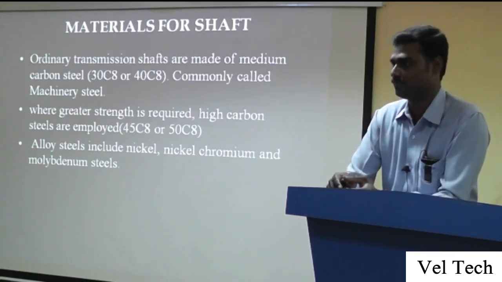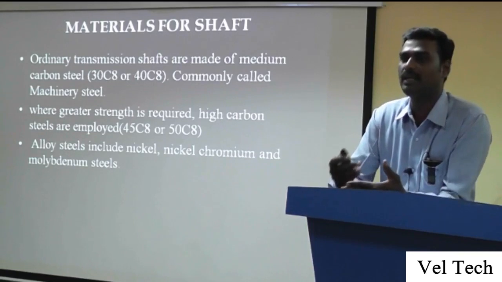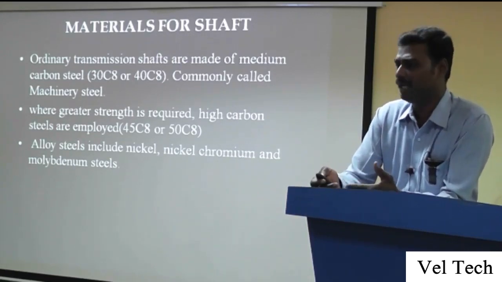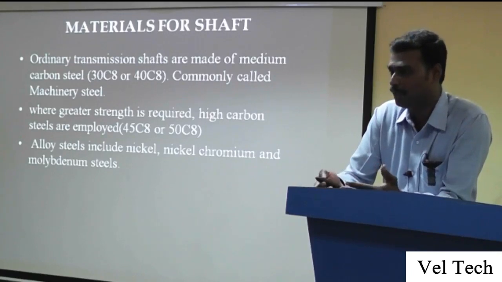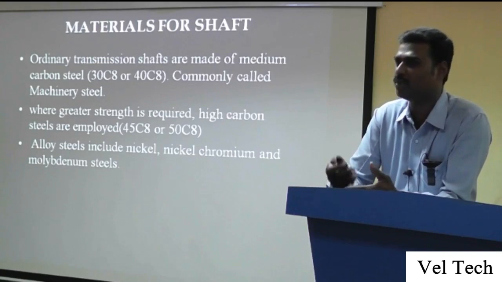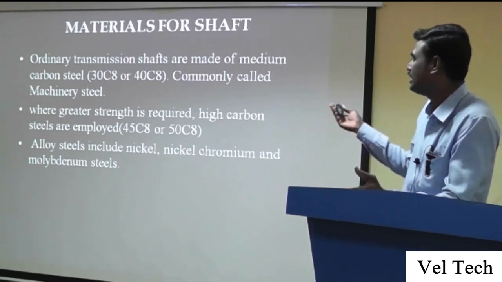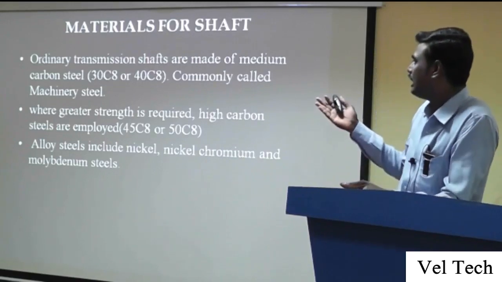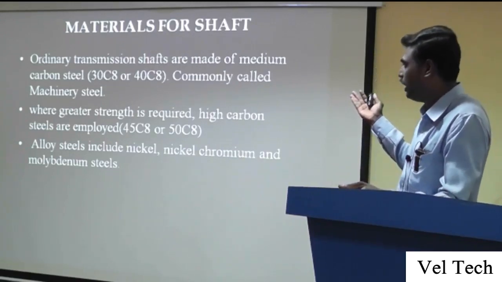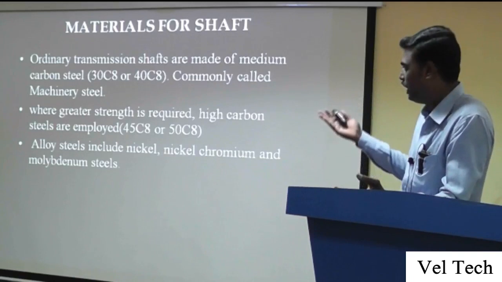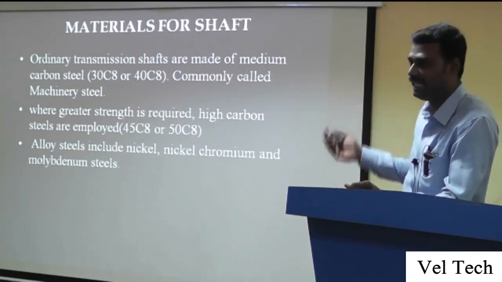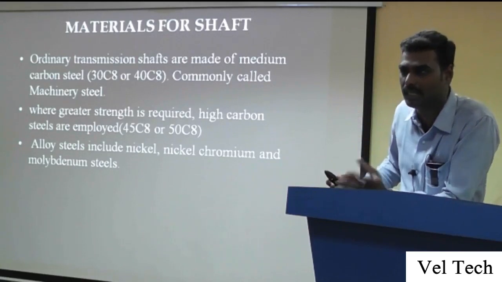Transmission shafts are made of low carbon steel or medium carbon steel. Examples are 30C8 and 40C8. C is nothing but the carbon content present in the steel. And if the application demands greater strength, then we cannot use low carbon steel. We have to go for a higher one, medium carbon steel or high carbon steel. The best examples are 45C8 and 50C8.